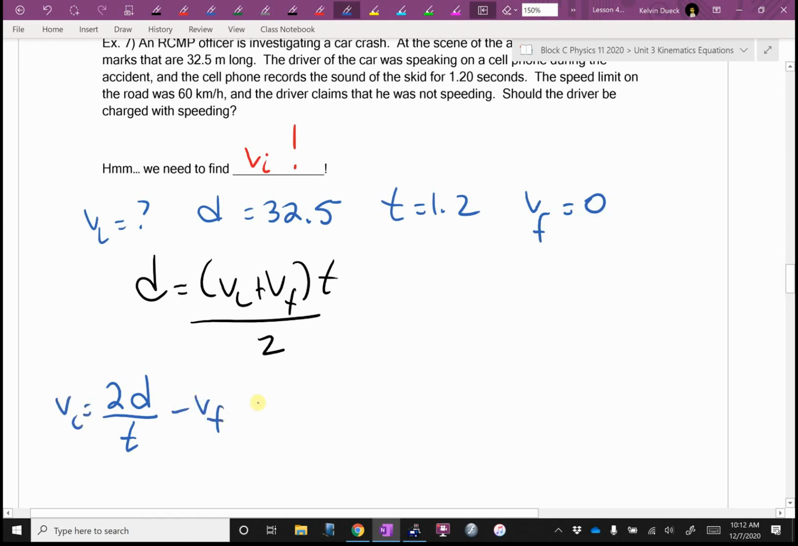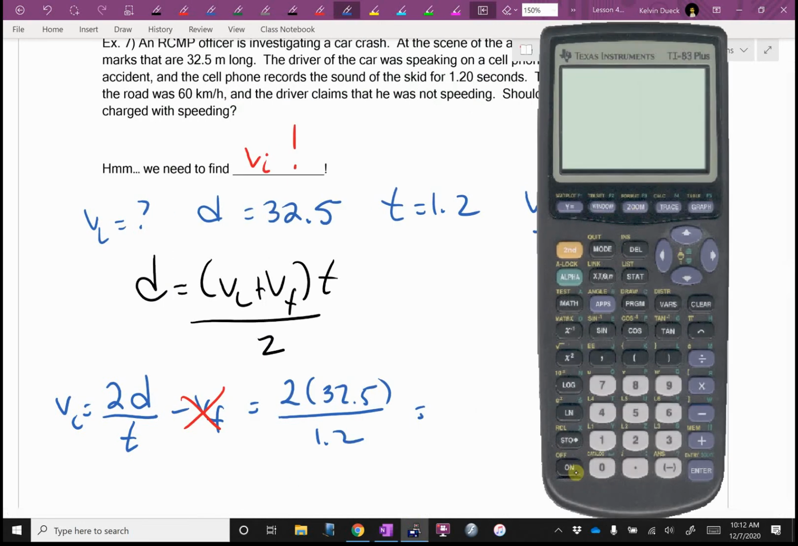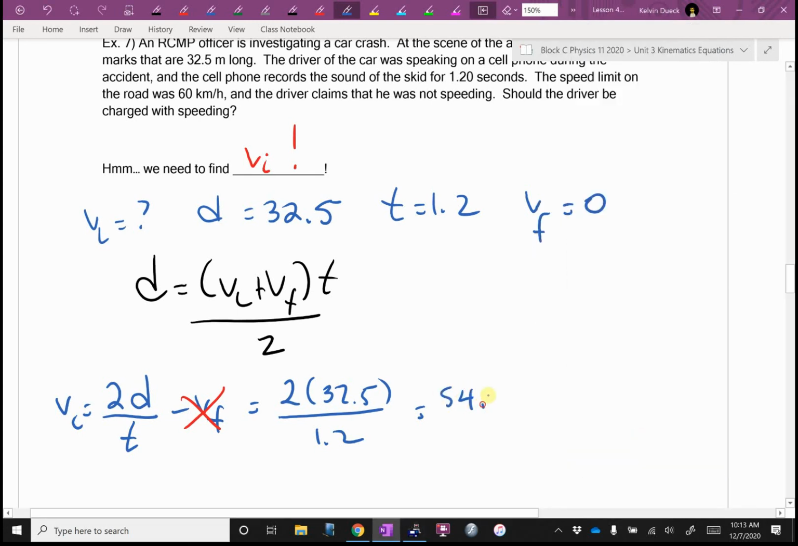And, okay. Oh, and by the way, what is VF as a number exactly? I probably could have just done that. So it's going to be 2 times 32.5 all over 1.2. 2 times 32.5 divided by 1.2, and I get 54.16 repeating. So should this driver be charged with speeding? What are the units for this answer?